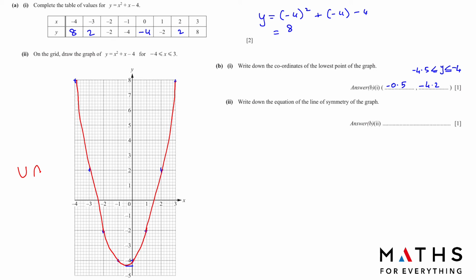Write down the equation of the line of symmetry of the graph. It is x is equal to -0.5. For your line of symmetry, it is always going to be your x value of the lowest point if it's this shaped, and if it is this shaped, it will be the x value of your maximum point or your highest value of x. Okay, so this is the answer.